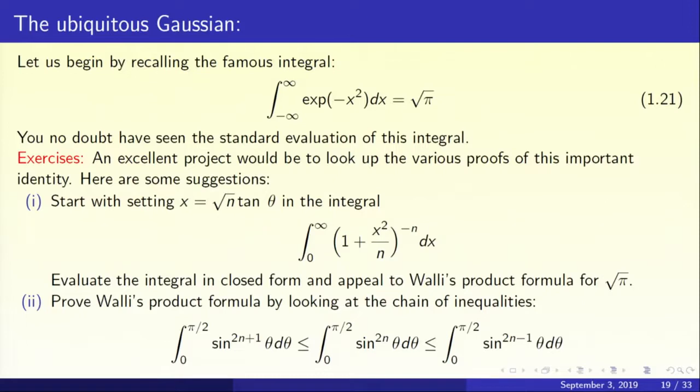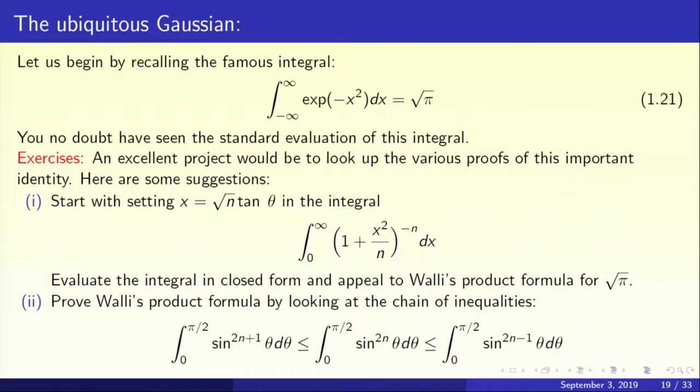Look at the chain of inequalities. Integral 0 to pi by 2 sine to the power 2n plus 1 theta d theta is less than or equal to integral 0 to pi by 2 sine to the power 2n theta d theta, which is less than or equal to integral 0 to pi by 2 sine to the power 2n minus 1 theta d theta. Now remember, when you take an odd power of sine and integrate it from 0 to pi by 2, you get a rational number.